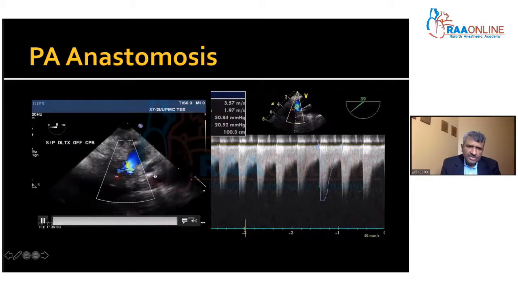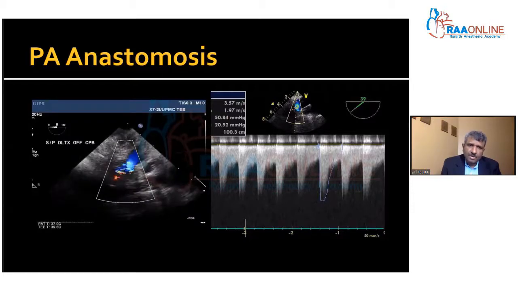This is the SVC here. This is the right pulmonary artery. What you are seeing is turbulent blood flow within the right pulmonary artery. You can see all kinds of aliasing. What you want to see here after anastomosis is laminar blood flow.